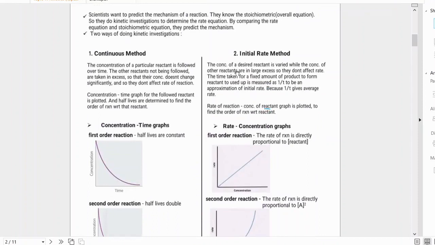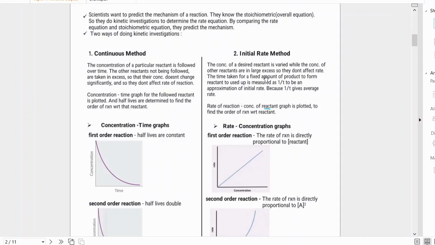Another method is the initial rate method. In this initial rate method, we select a desired reactant and we vary its concentration, and we measure the time taken for a fixed amount of product to form. In the continuous method, we follow the reactant, but in the initial rate method, we vary the concentration of the reactant.